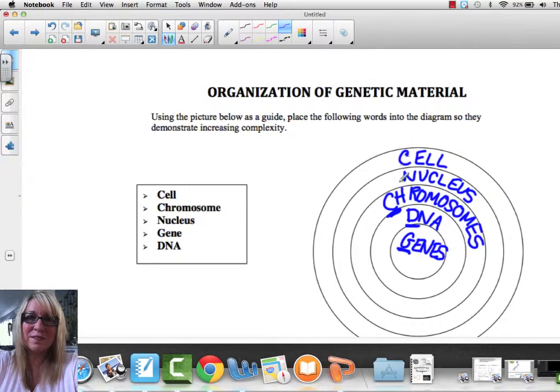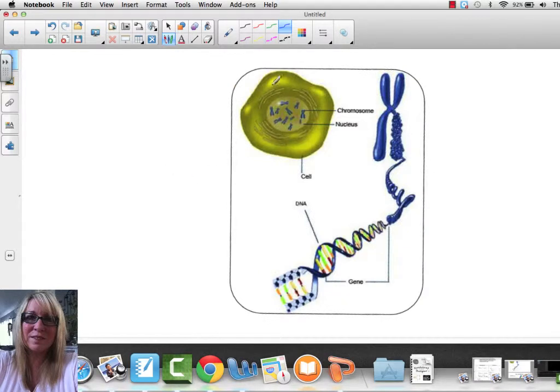I think the cell and the nucleus is pretty obvious. A lot of students sometimes mix these three up. Let's take a closer look at that. Here's the nucleus. Here's our chromosomes. I think you've seen these. Here's a bigger picture of the chromosome right here. And then the chromosome contains our genes.